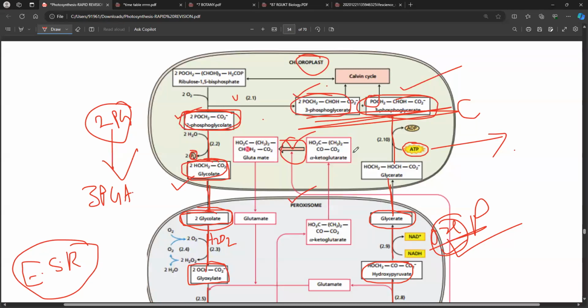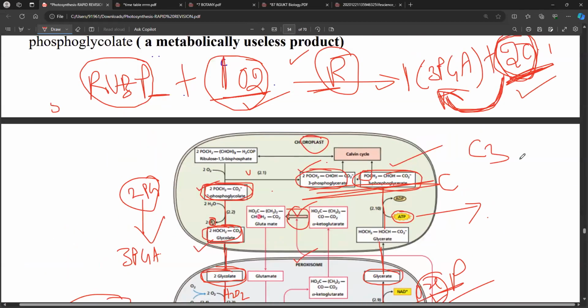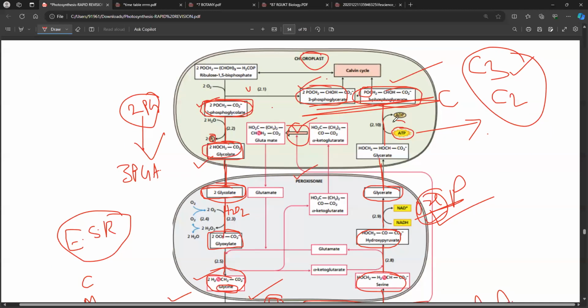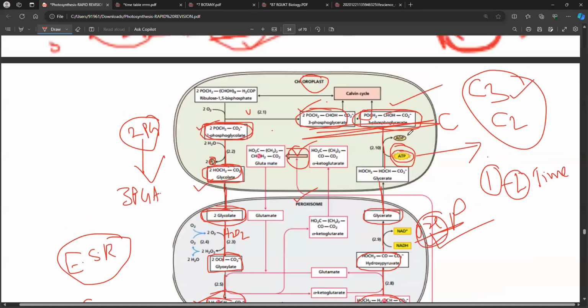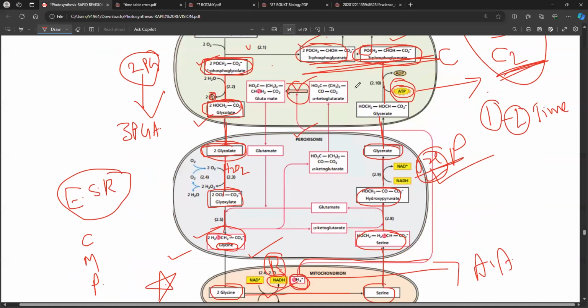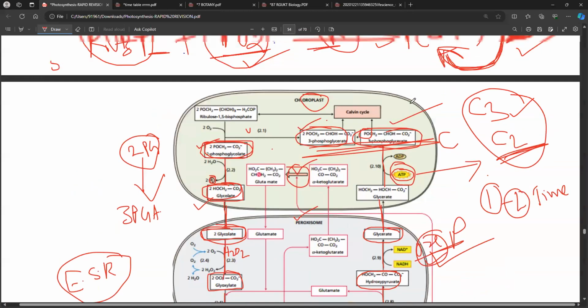Now you can ask me, sir, what is the problem here? Your question is very valid. Sir, the C3 plant is showing the C2 cycle. See, friends, here you are spending the energy unnecessarily. Second very important point, you are wasting a lot of time. So the preparation of food will take a long time for the plant. That's the reason the plant always tries to escape the C2 cycle, because it has to move through this many compartments.